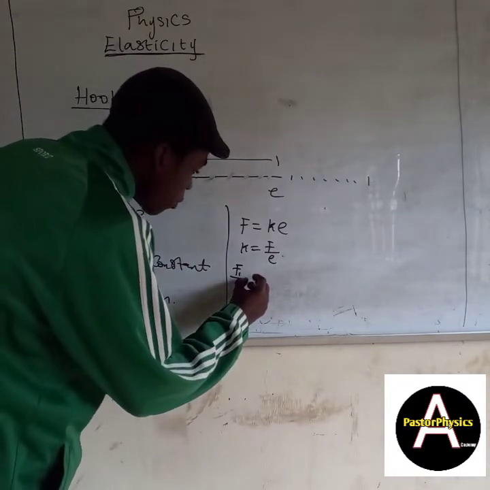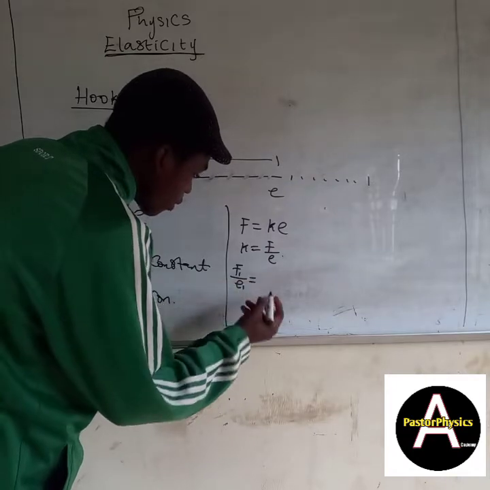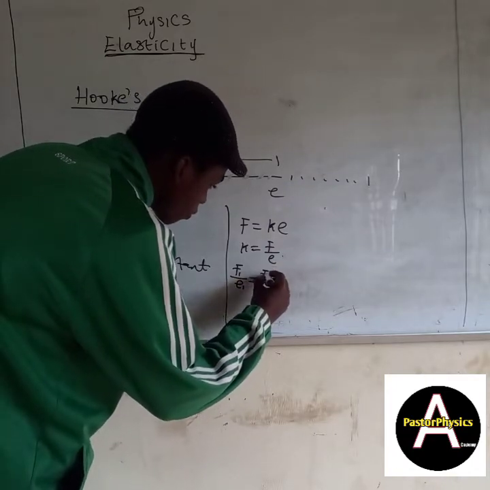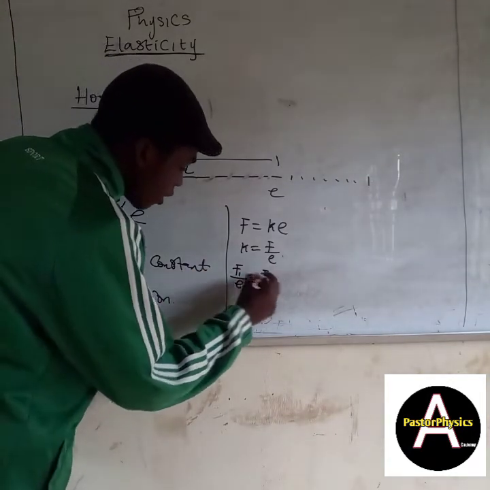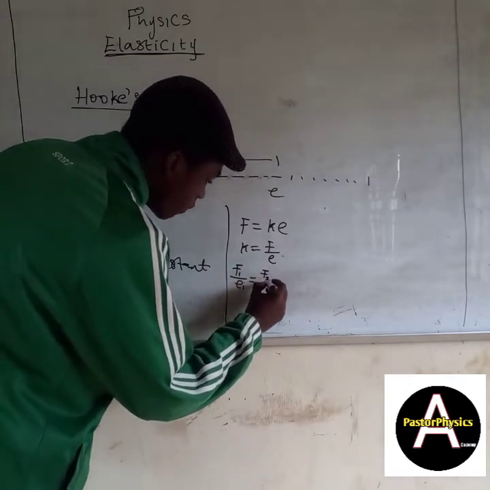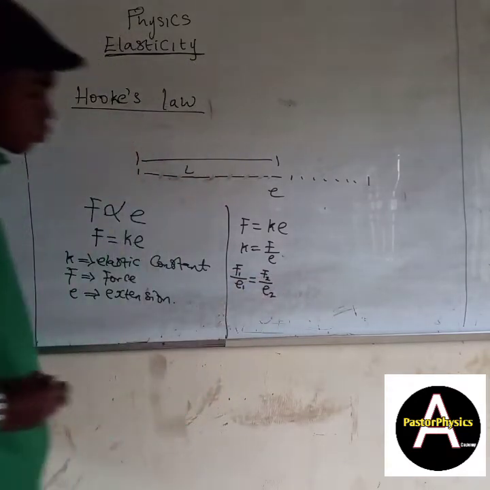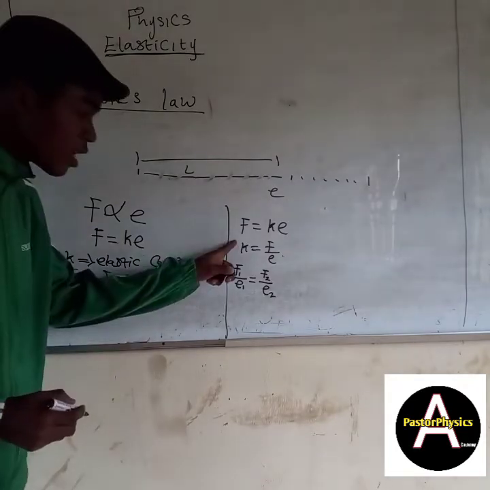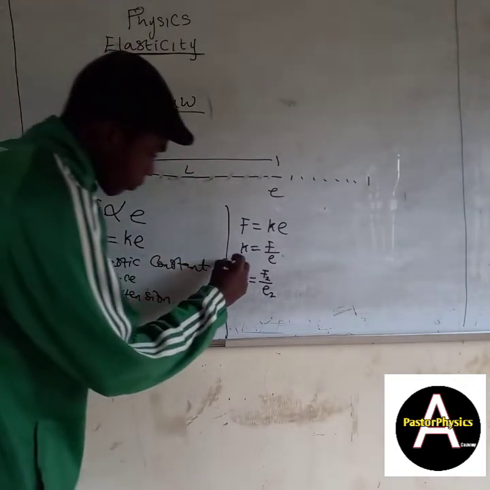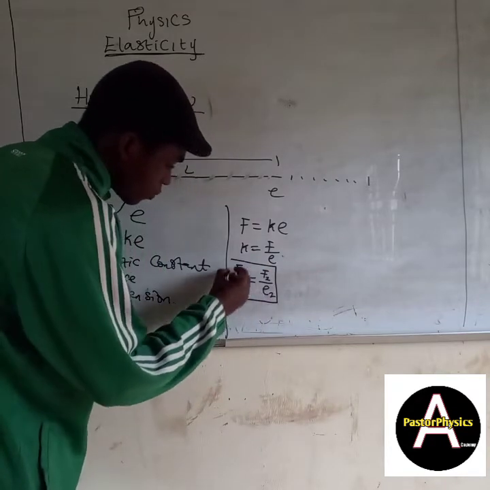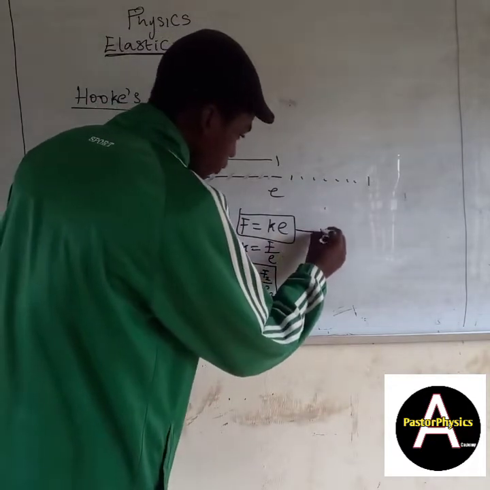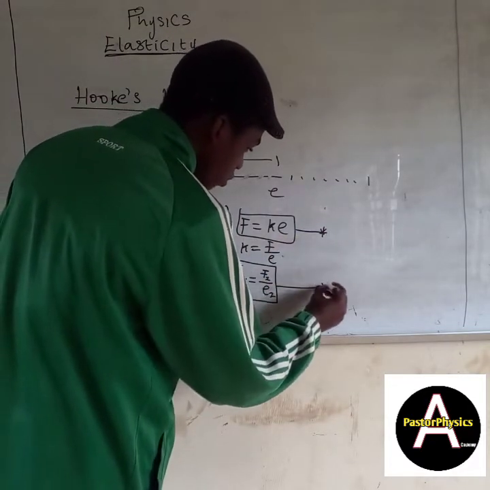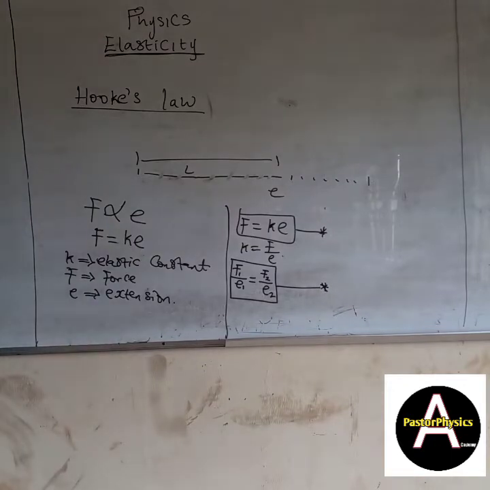Then I increase my force to F2, and it gives me another extension of E2, which means that I can represent it like this: F1 over E1 is equal to F2 over E2. Are you getting it? Because the K will not change, right? This is another formula to note. This is the first formula to note. Write it down. This is the second formula to note.